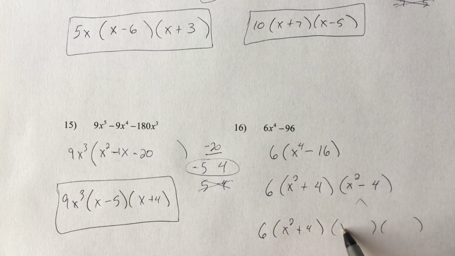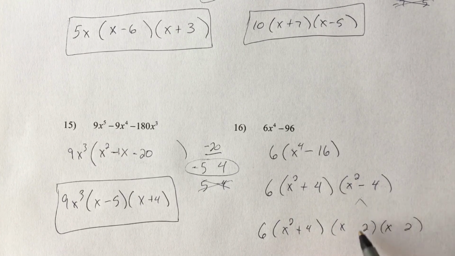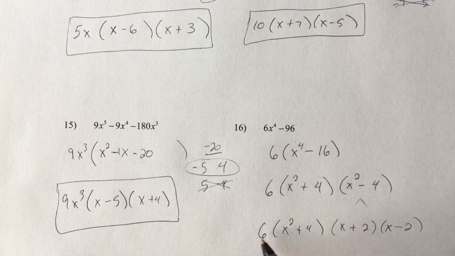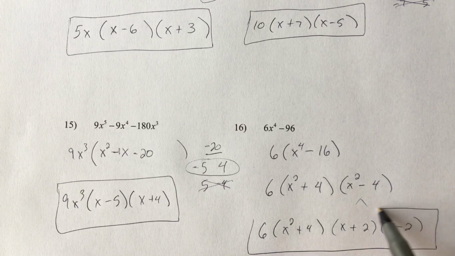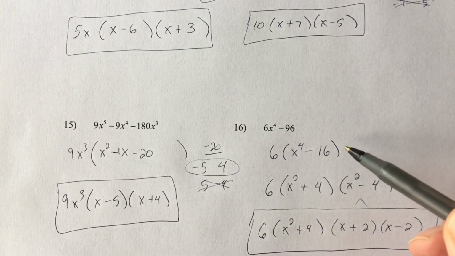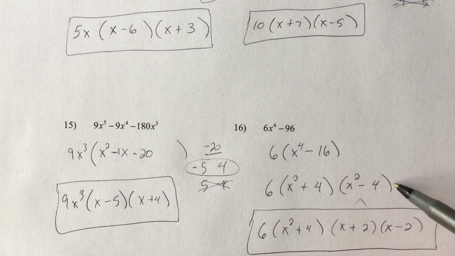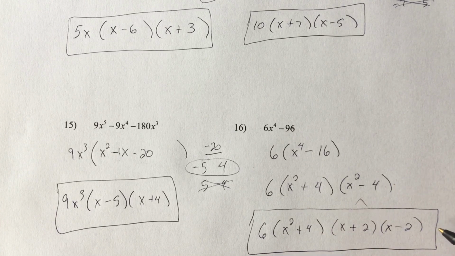X squared is x times x, and 4 is 2 times 2. One of these is plus, one of these is minus. So that would be the whole entire thing. Again, if you pulled the 6 out, good for you. If you got to here, that's really good. If you got all the way to here, that's amazing. And that's how we do it.